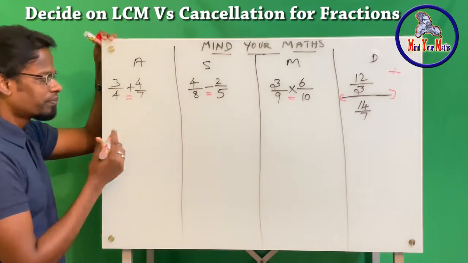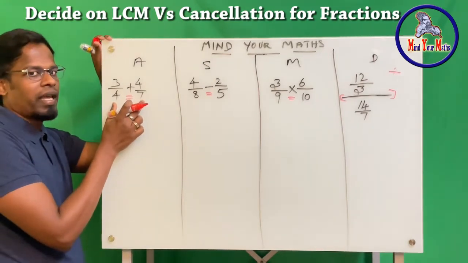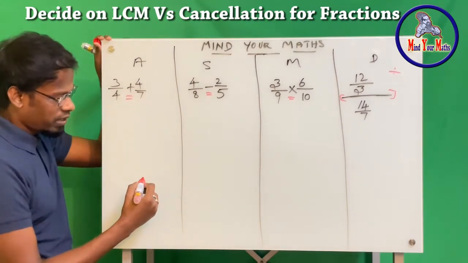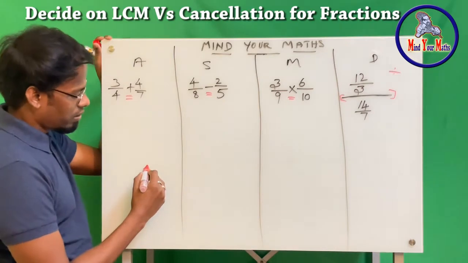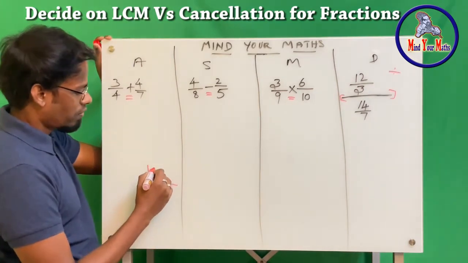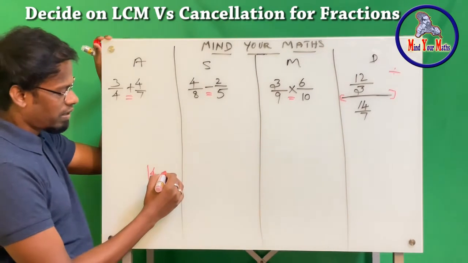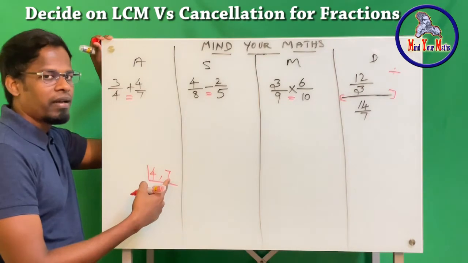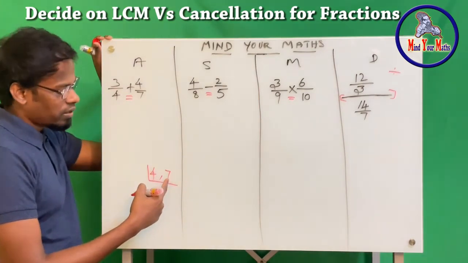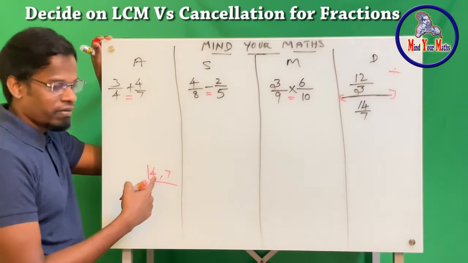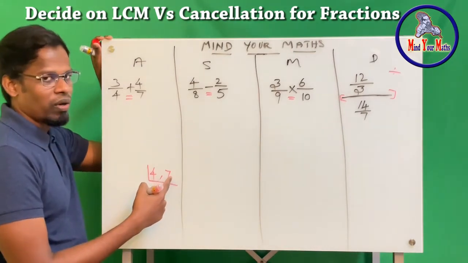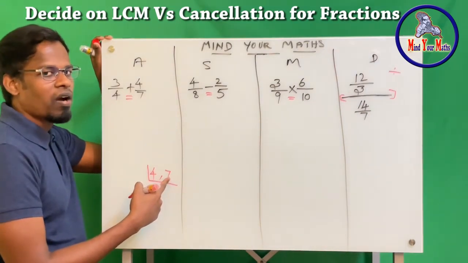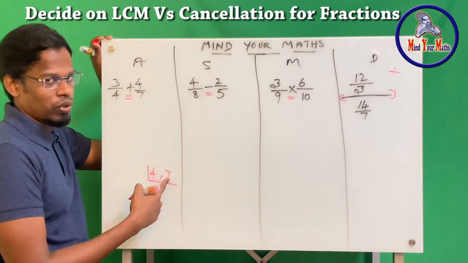Now let's see how. In this case, you need to get an LCM, and you take it using this method. Usually you draw this line and put both the numbers, 4 and 7. You check if both numbers can be divided by the same number. 4 can be divided by 2, but 7 cannot be divided by anything other than 1 and 7. So both numbers do not have any common number that can divide them.